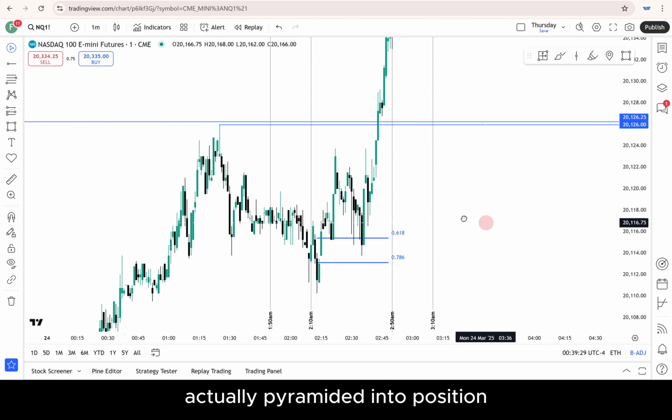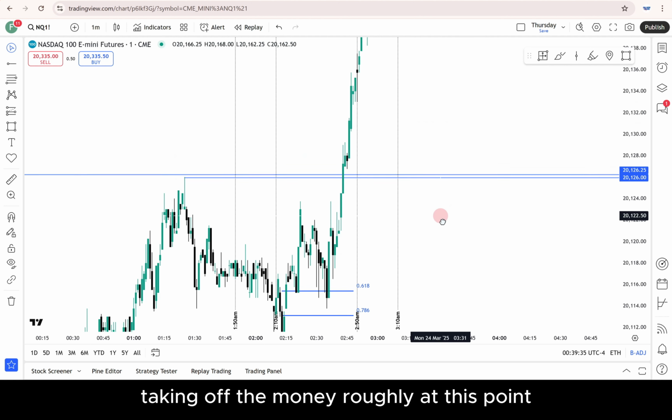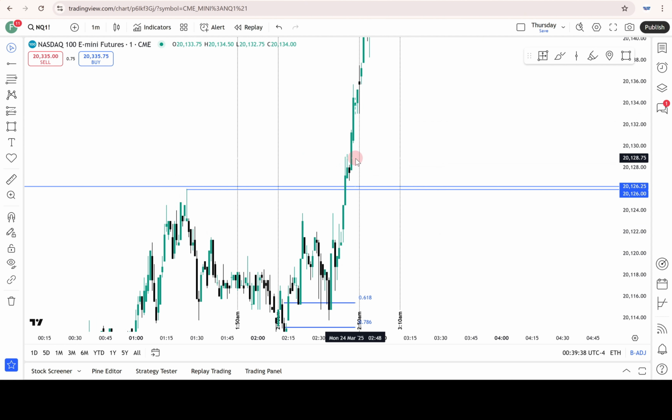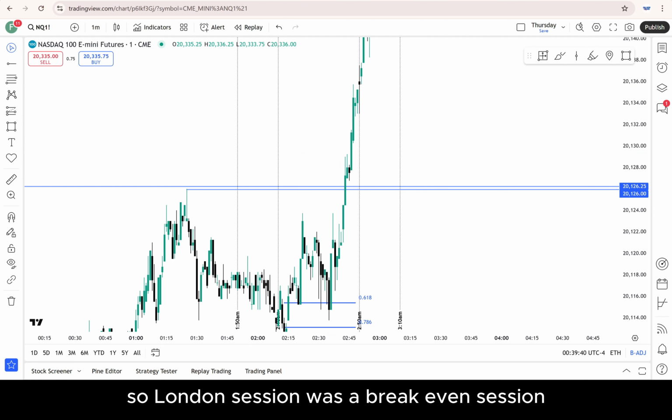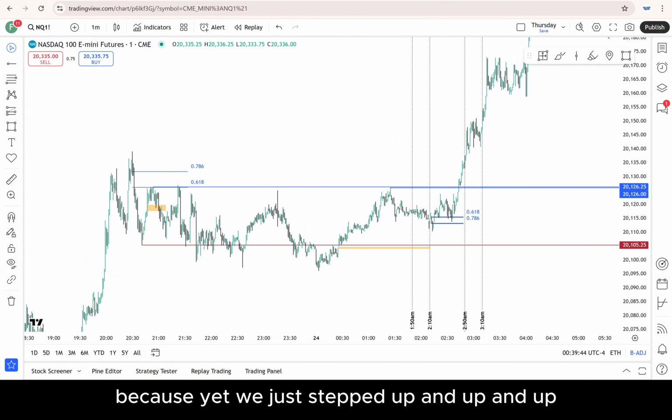And then the next trade, I actually pyramided into the position. I entered once as we rejected up here and pushed through, and then once when we traded back, taking off my money roughly at this point. So London session was a break-even session for me. Overall, the direction was right because we just stepped up and up and up.